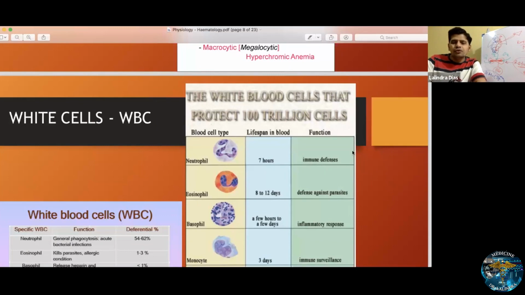Okay, so the neutrophils, guys. Neutrophils have a short lifespan of about 7 hours, and their main function is immune defense. They play a huge role in the innate immunity, or what we call first line defense. When a bacteria, a virus, or a fungus enters our body, the cell which immediately goes to the forefront is the neutrophil. Neutrophils are a key component of your innate immunity.